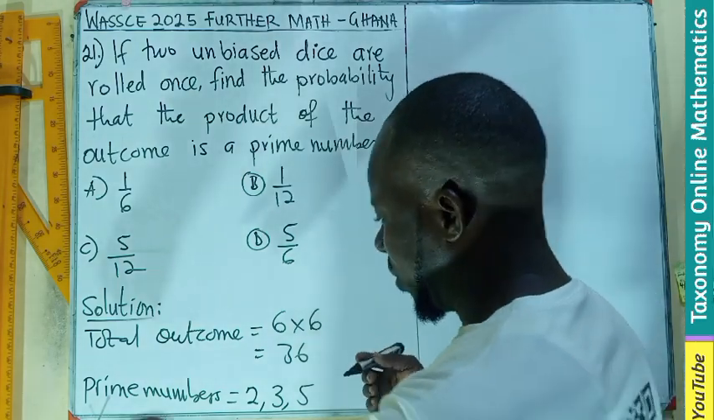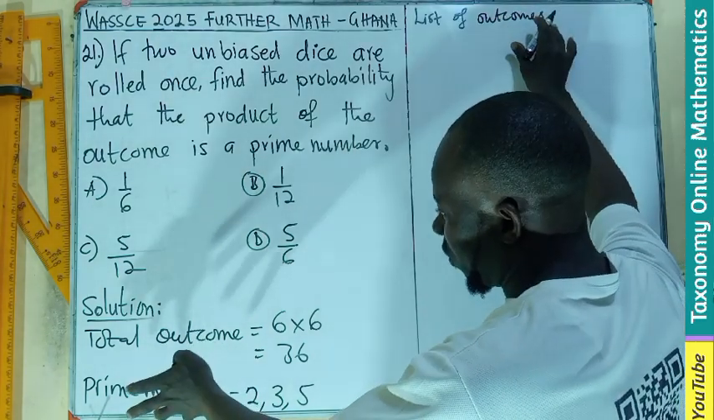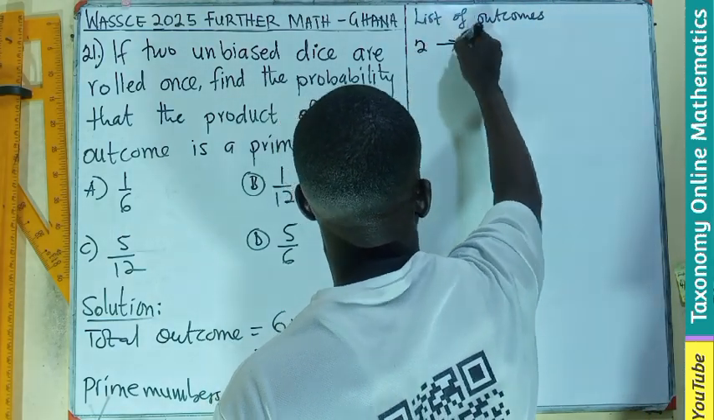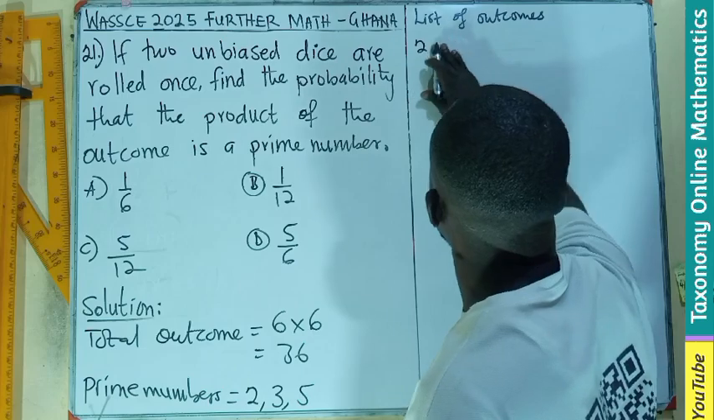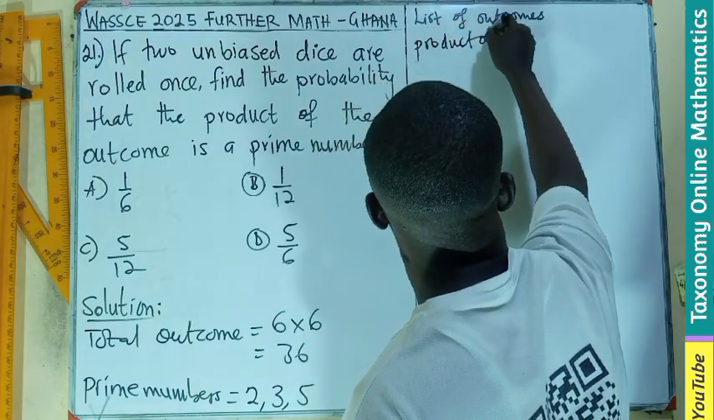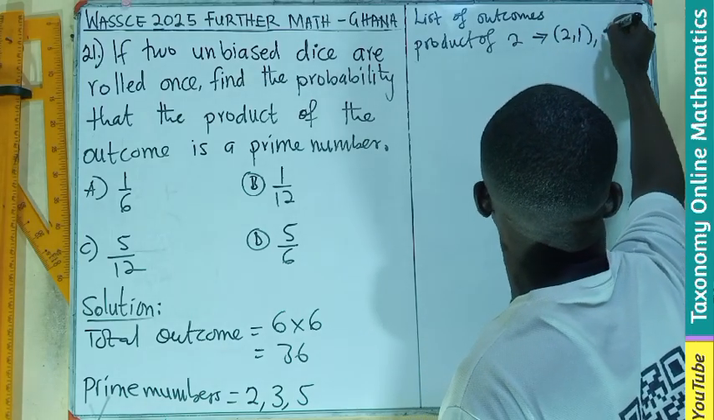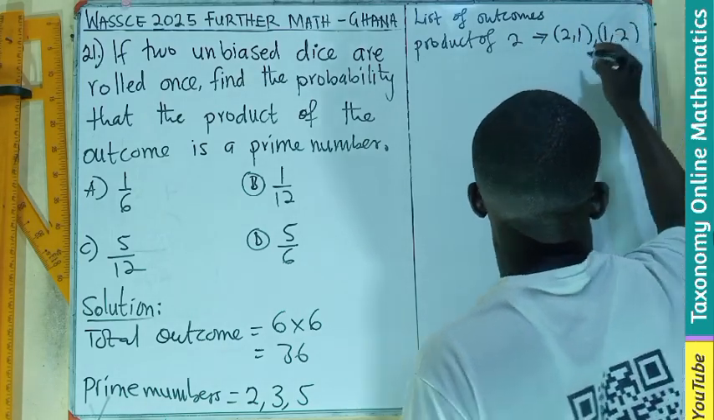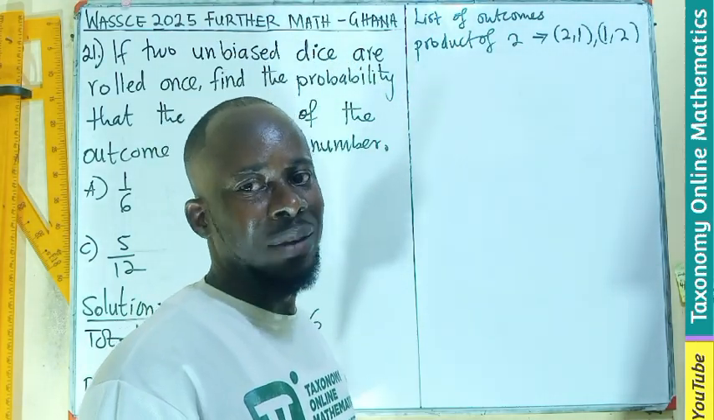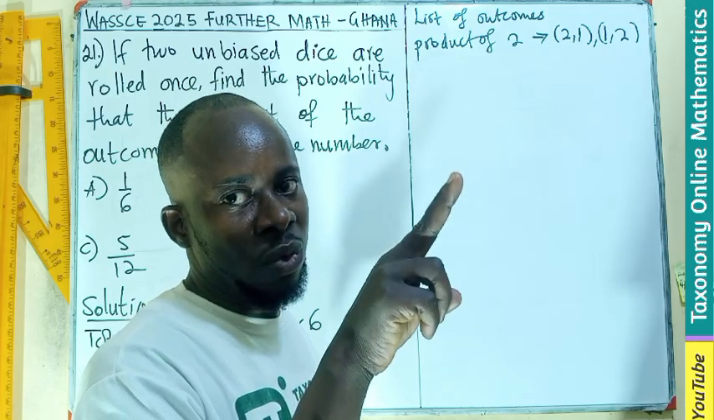So I'm going to find, let's say, the list of outcomes. This is the sample space. Okay, so let's say we have that of 2. If you are looking for a product of 2, we can only get 2, 1, and 1, 2, meaning 2 from the first dice, then 1 from the second dice, or 1 from the first die, then 2 from the second die. Their product will still give you 2.